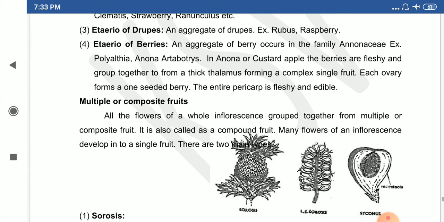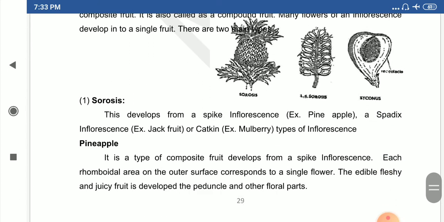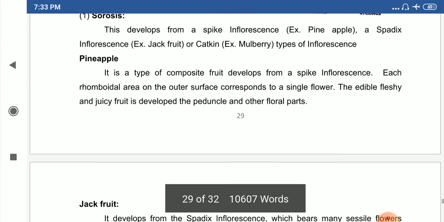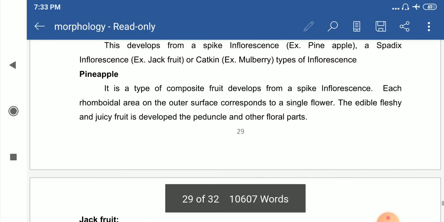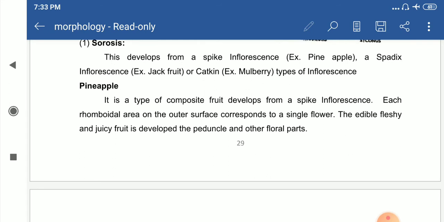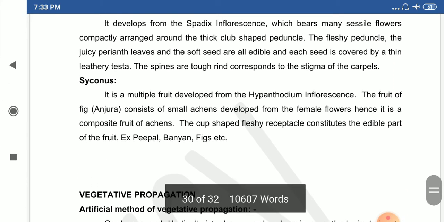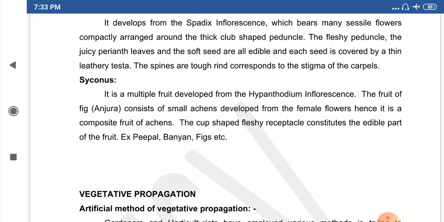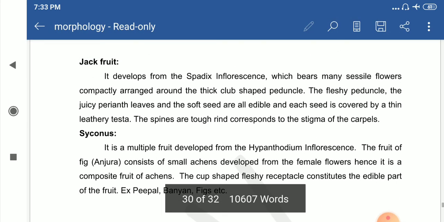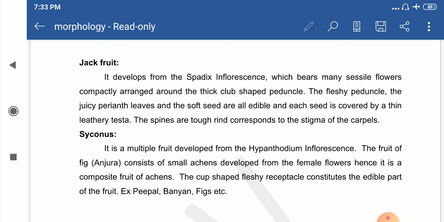And usually the multiple fruits are Sorosis and Syconus. These are the specialized fruits. Sorosis usually develops from a spike inflorescence. The example is pineapple, jackfruit. Syconus is from a hypanthodium inflorescence. What you observed in the previous class, the hypanthodium inflorescence, is a multiple fruit, and that will develop the syconus fruit. So like that, there are different types of fruit formed with the various inflorescences.